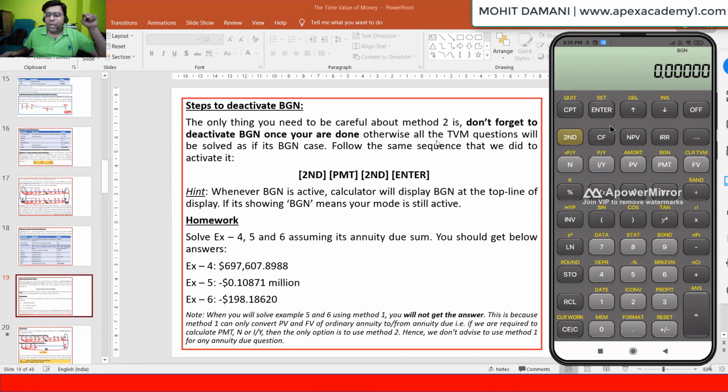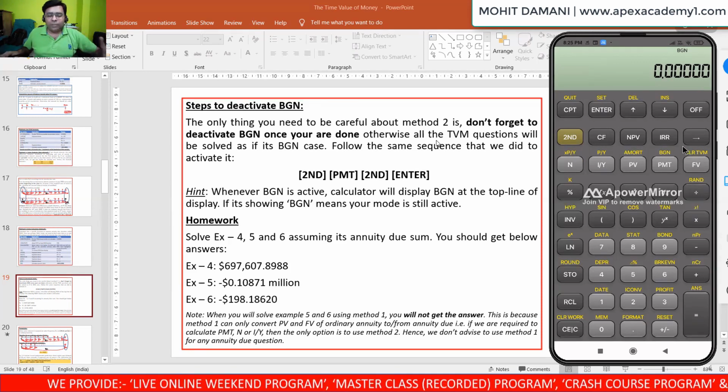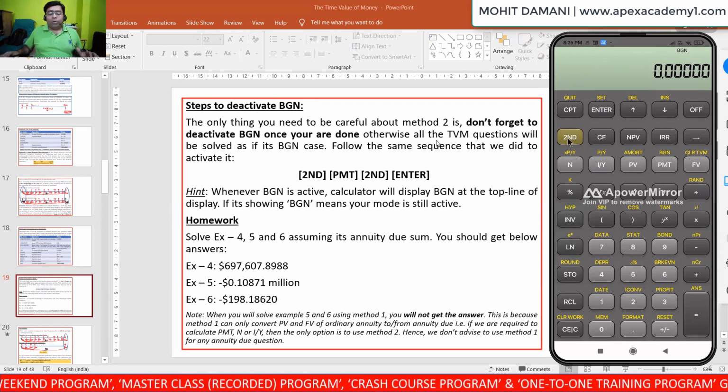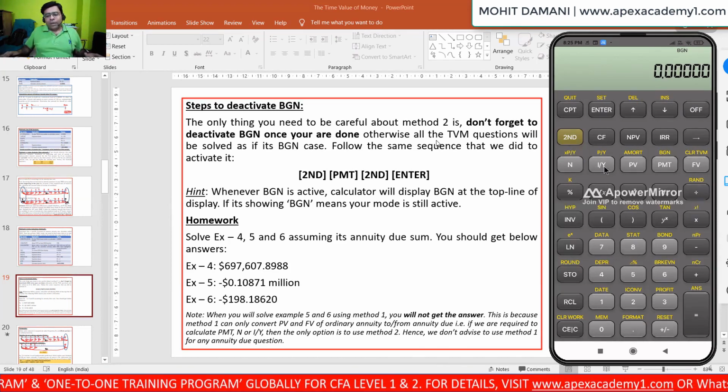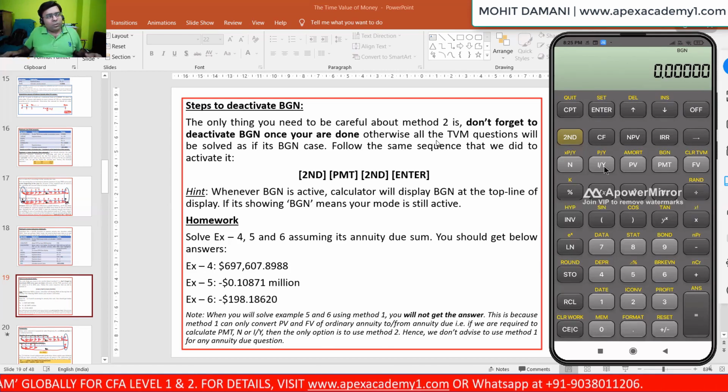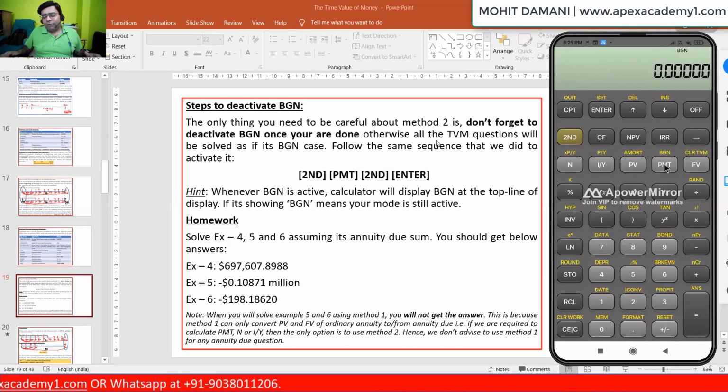Your calculator will also show you that BGN is activated. After you have activated BGN, the calculator understands that all the calculation will be done at the beginning of the period only. So you have to enter the same time value of money numbers, and all the calculation will be done using BGN. Suppose we are calculating the same PV, all the numbers have already been entered. N is 10, I by Y was 8%, so 8 was entered, and then PMT 500 was entered.